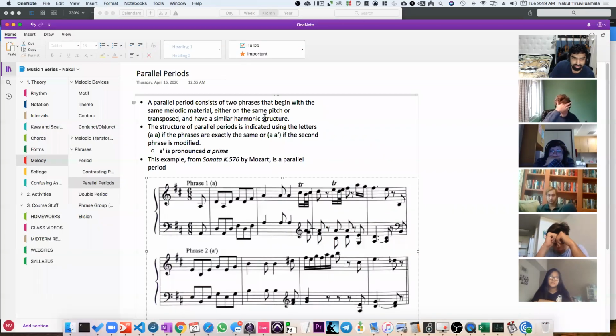Okay, now check this out. A parallel period consists of two phrases that begin with the same material, either on the same pitch or transposed, and have a similar harmonic structure.